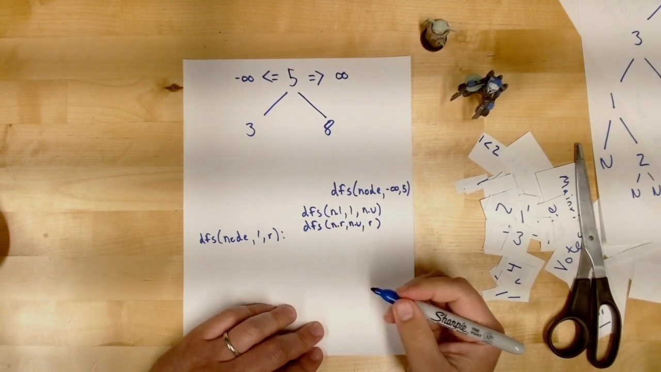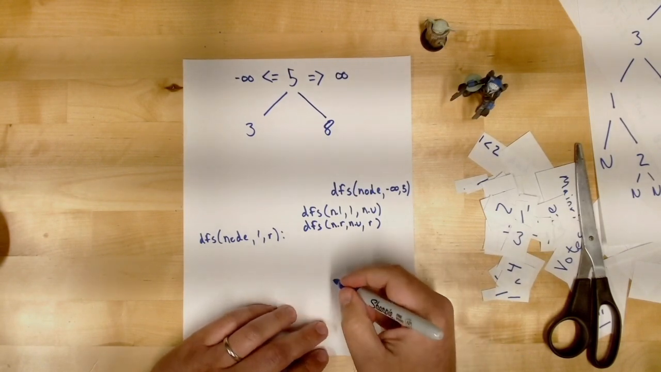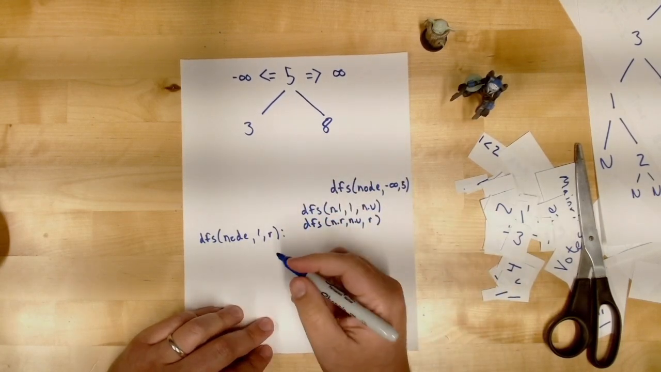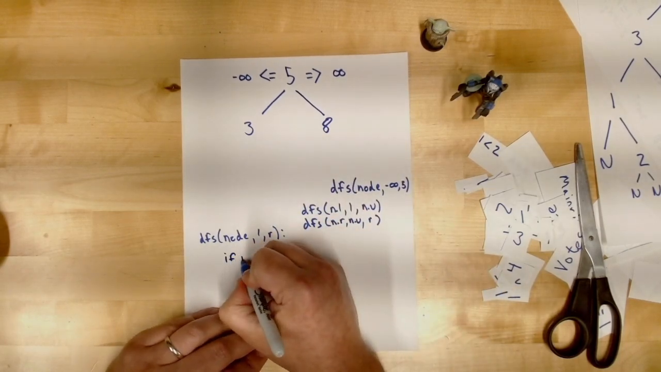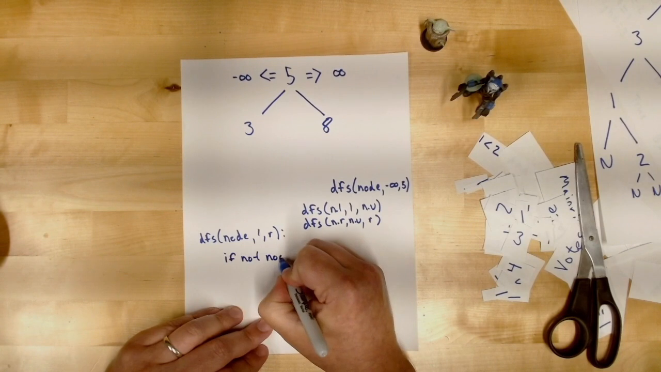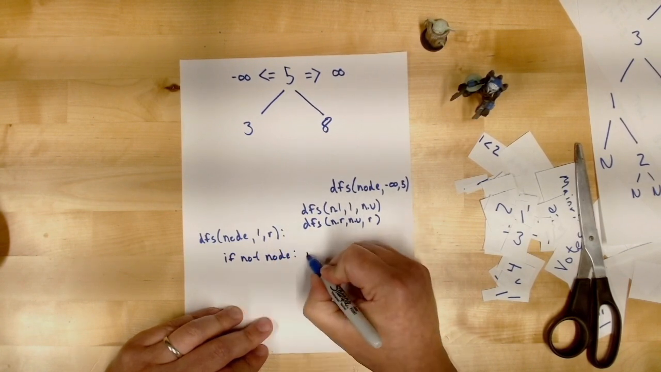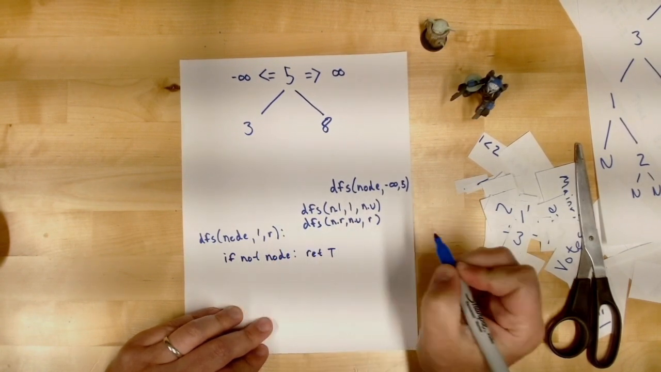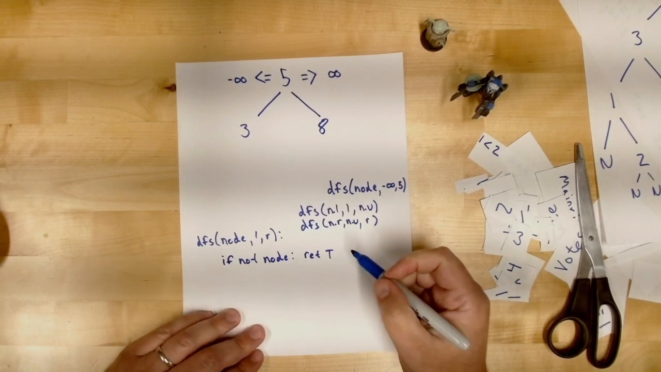But we need to check a couple of things before we get to that recursive function. So we already know our base case. So if not node, let's put in one line to save space, return true because my handwriting is giant. Now we need to check if we're out of bounds.